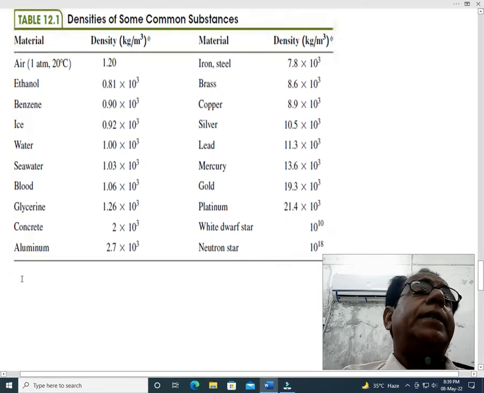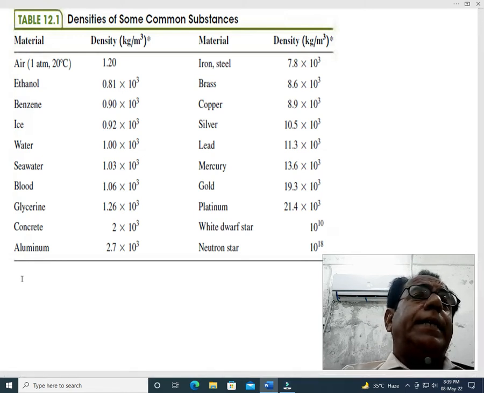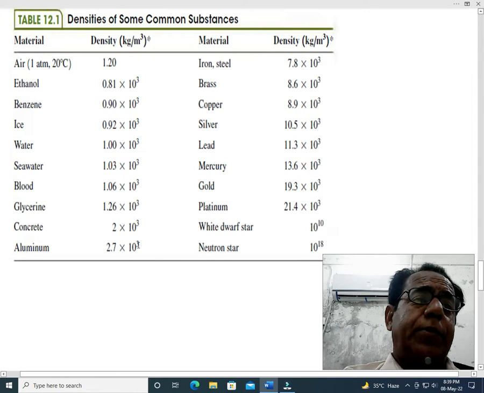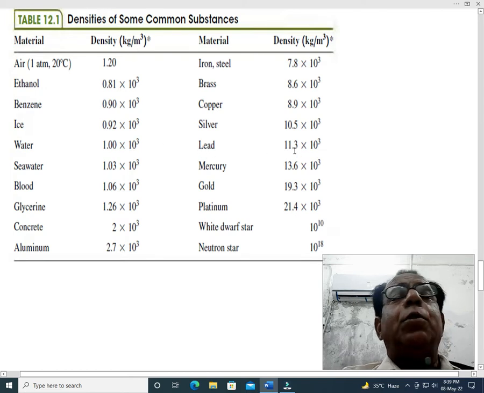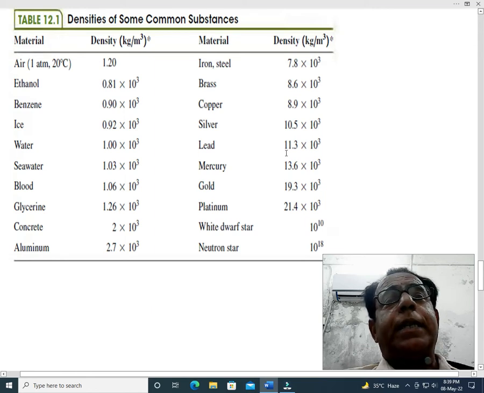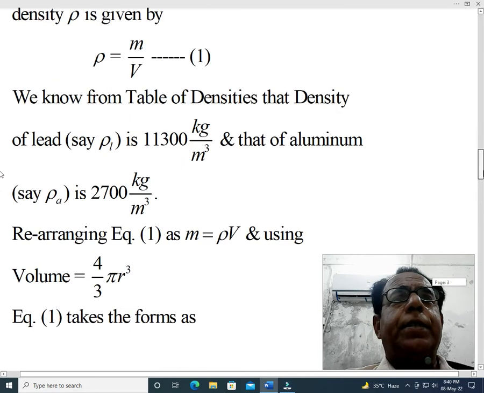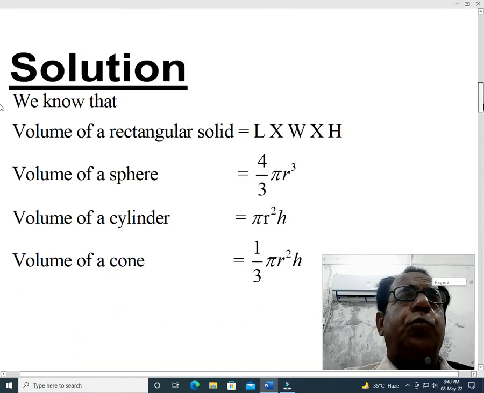Aluminum, left column, last row. Aluminum density is 2.7 into 10 raised to the power 3 kilogram per meter cube. We will simply write it as 2700 kilogram per meter cube. Now lead, 11.3 into 10 raised to the power 3, that is, we will write it simply as 11,300 kilogram per meter cube. So the first thing has been done. Now we move towards the solution.